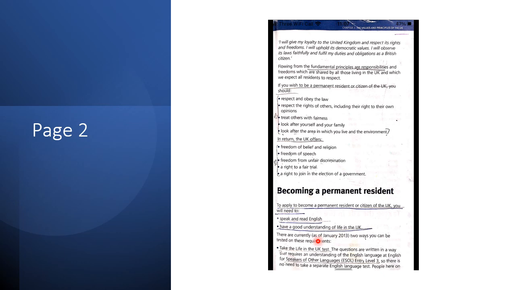Okay, next, becoming a permanent resident. Now here, to apply to become a permanent resident or citizen of the UK, you will need, number one, to speak and read English. Means obviously you need a qualification for that, which is B1.